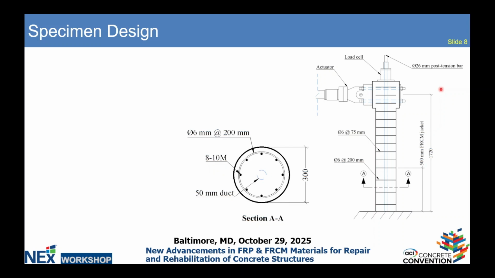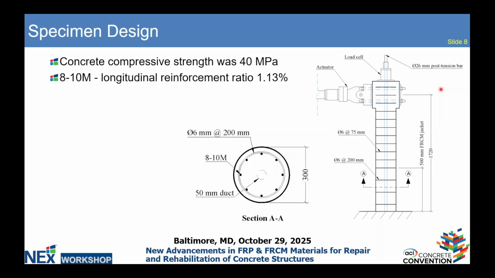The cross-section was 300 millimeter diameter, which is 12 inches in US units. The compressive strength of the concrete was 40 MPa. The longitudinal reinforcement ratio was 1.1%. We used 10M rebars, which is a Canadian size, equivalent to number 3 in US size.